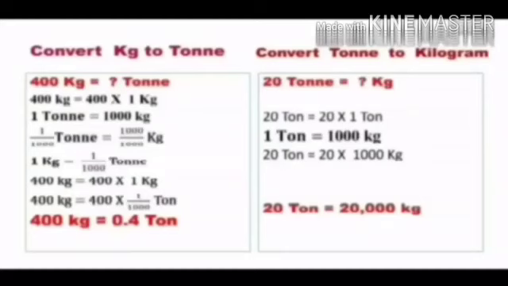Let us see now how to convert ton to kilogram. 1 ton is equal to 1000 kilogram. Take an example, how many kilogram in 20 ton? We can write 20 ton is equal to 20 times 1 ton. In the place of 1 ton, we can write 1000 kilogram. So we have 20 ton is equal to 20 times 1000 kilogram. Hence 20 ton is equal to 20,000 kilogram. This is how we can convert any number of ton into kilogram.